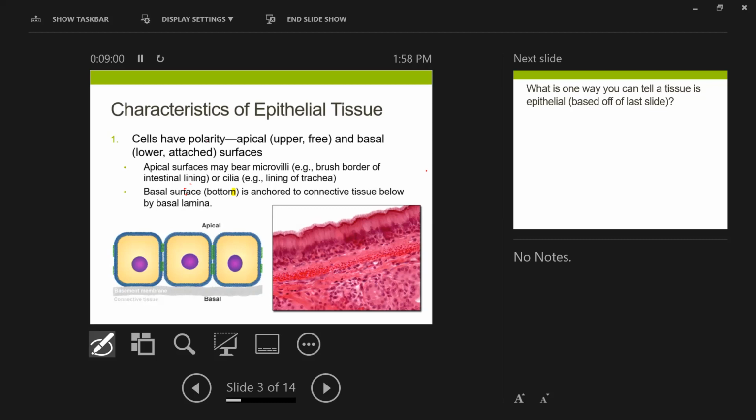When you look at the description for apical surfaces, you see microvilli and cilia. I'll explain to you what those are in the next slide. It's going to be pretty important for you to see them. But the basal surface is pretty easy. It's just the bottom side, and that is attached to the basement membrane. The basement membrane is basically like the floor, but there is a layer beneath the floor. It's called your connective tissue.